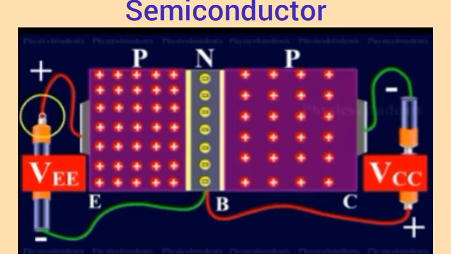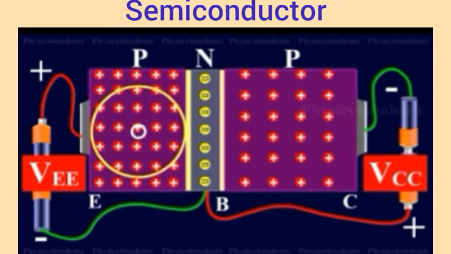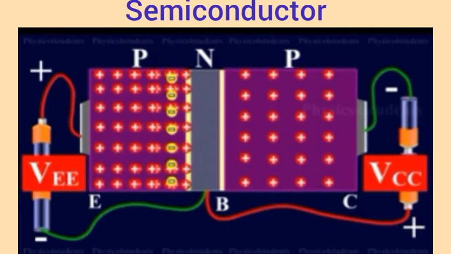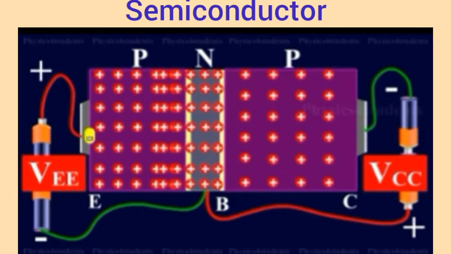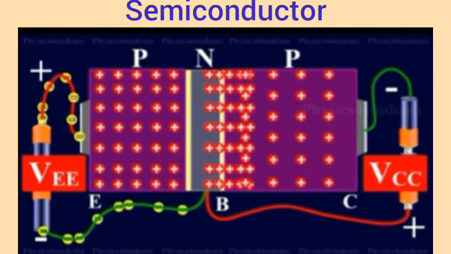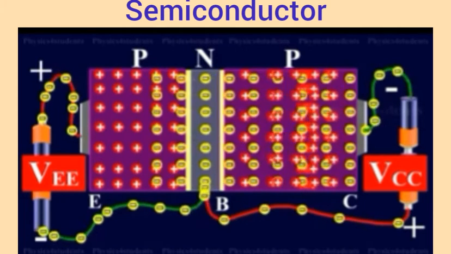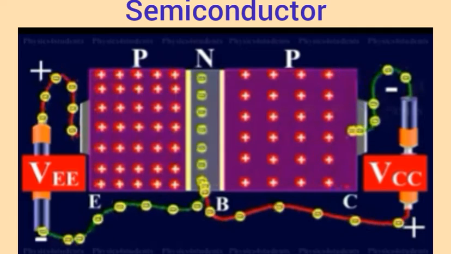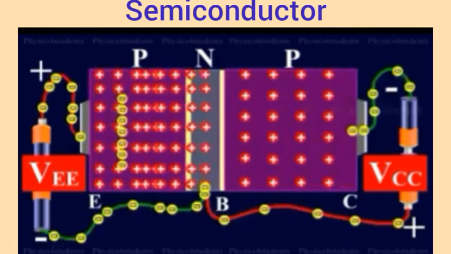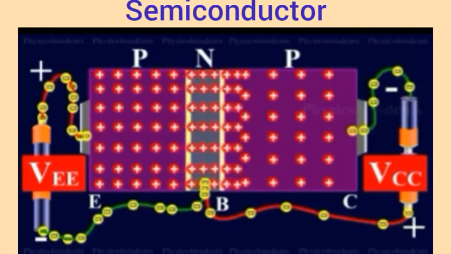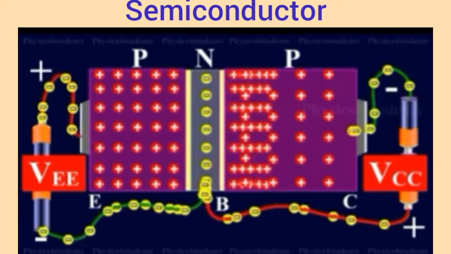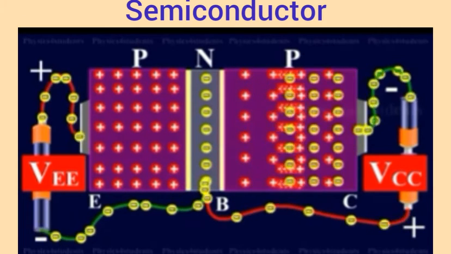The emitter base junction is forward biased and the collector base junction is reverse biased. Since the emitter base junction is forward biased, a large number of holes cross the junction and they enter the base at the same time. Very few electrons flow from the base to the emitter. These electrons, when they reach emitter, recombine with an equal number of holes in the emitter.